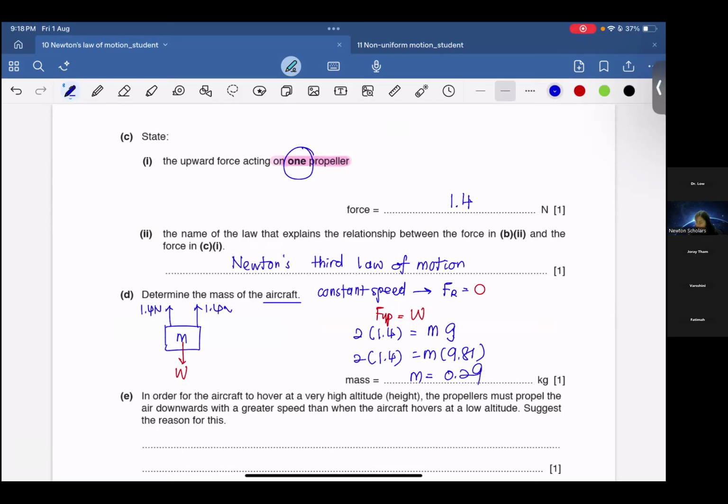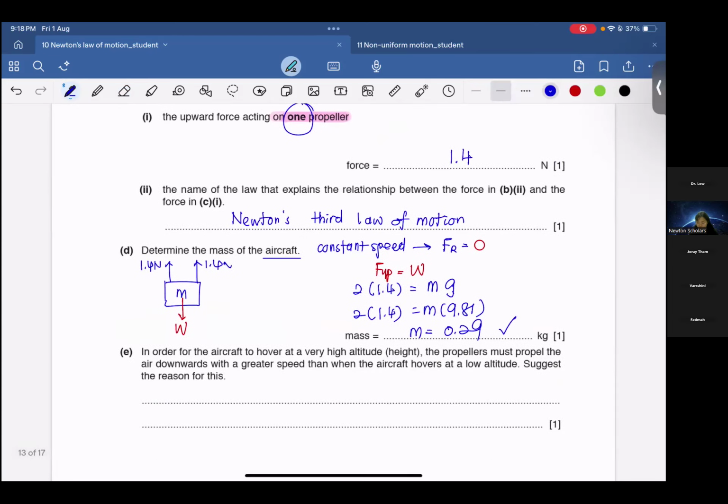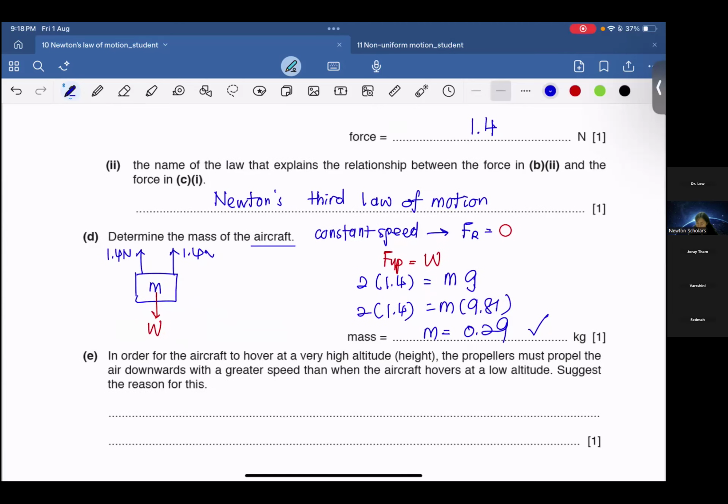So just now one of your friends told me 0.31. Significant figures: 2 to 3, so we accept 0.29 kg. Don't write 0.3. Okay, so the answer is here. Is it okay? Digest. Think again. What is the weight? From the weight, we can know the mass. So what is the weight?